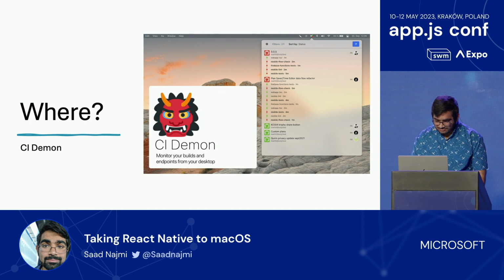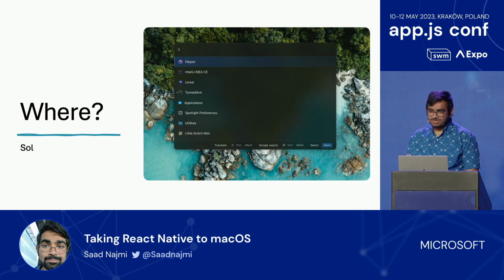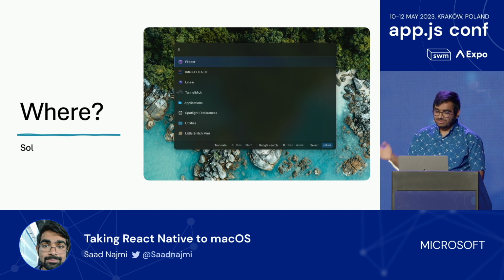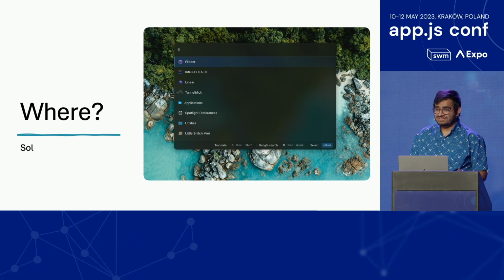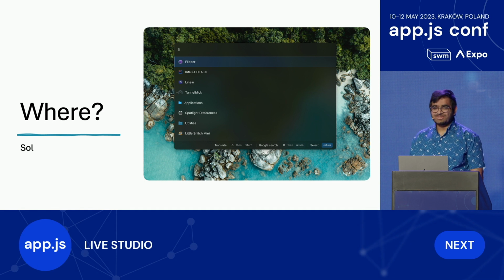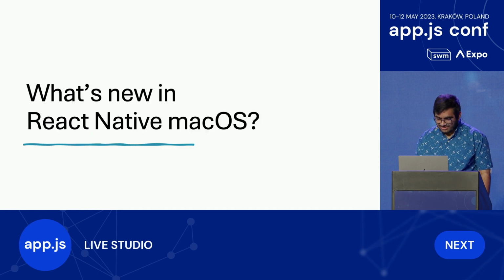React Native. And lastly, this is actually one of my new favorite apps, Sol. Sol is a Spotlight replacement. It's all built in React Native. It's a floating, borderless window. And this is the type of thing that I would have never thought to build with React Native macOS. So it really goes to show that creativity knows no limits. All right. So those are some places where it's used.